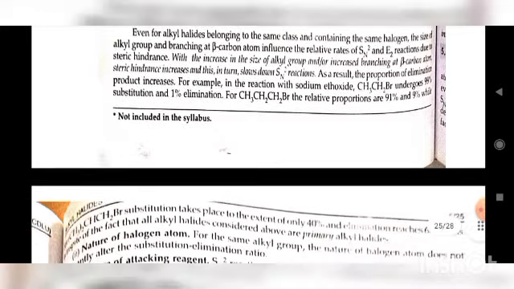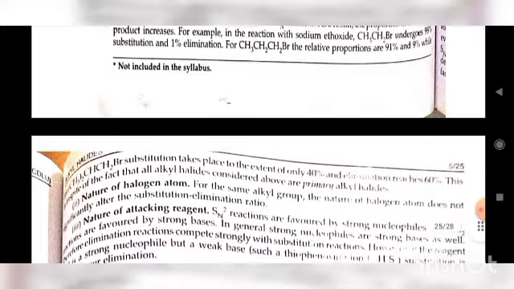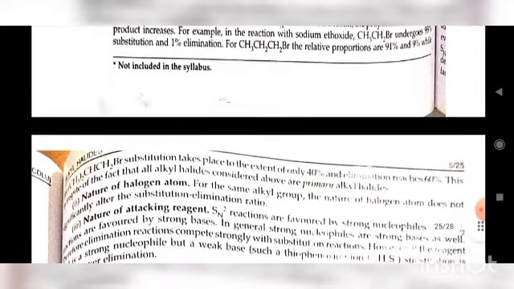For example, in the reaction with sodium ethoxide, CH3CH2Br undergoes 99% substitution and 1% elimination. For CH3CH2CH2Br, the relative proportions are 91% and 9%, while for (CH3)2CHCH2Br, substitution takes place to the extent of only 14% and elimination reaches 86%. This is in spite of the fact that all alkyl halides considered above are primary alkyl halides.